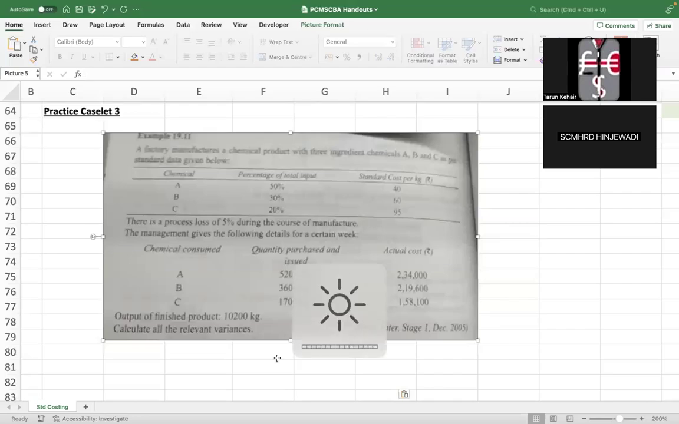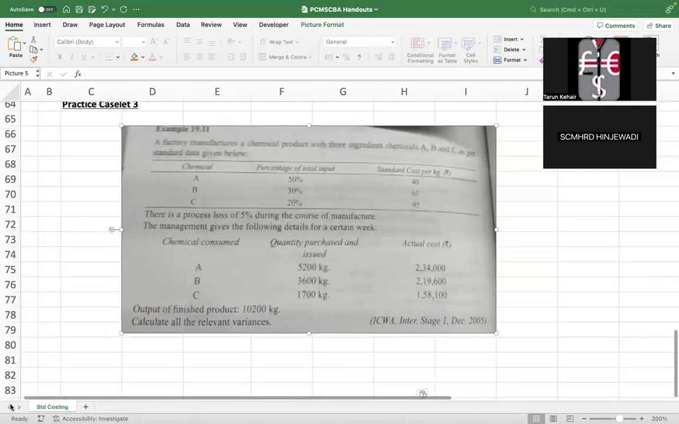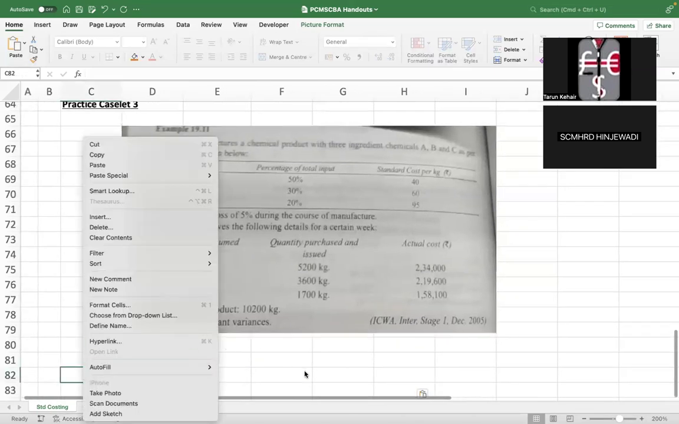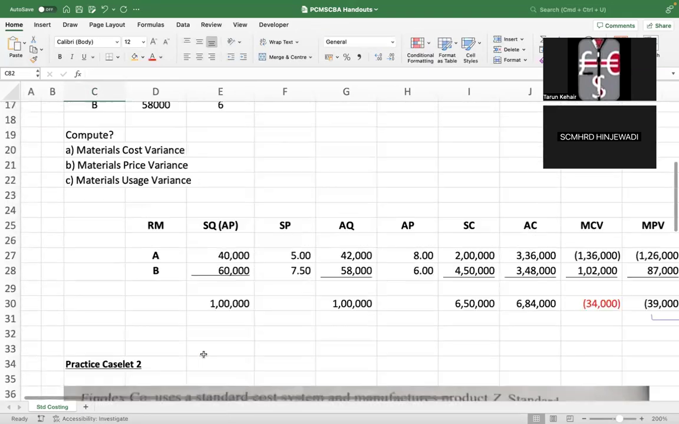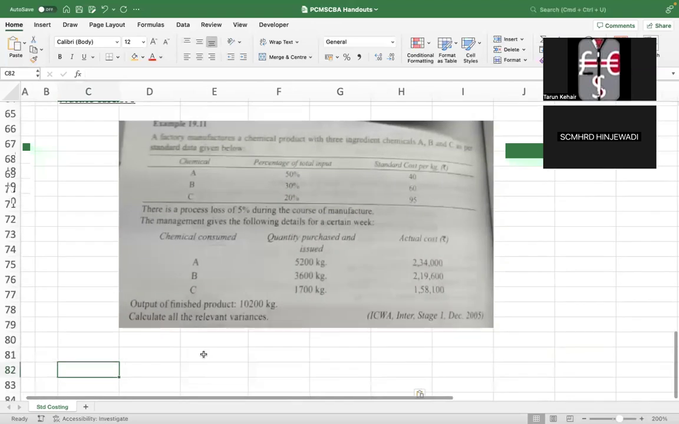Okay, so this was for standard costing, and it is for the case where we have normal losses, and how do we deal with normal losses in the context of materials. So let's go step by step.